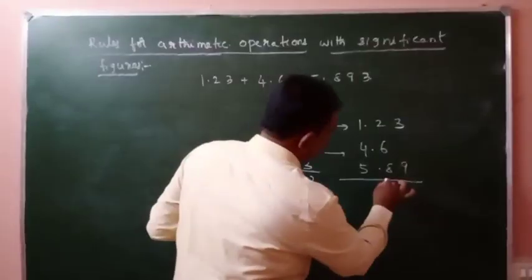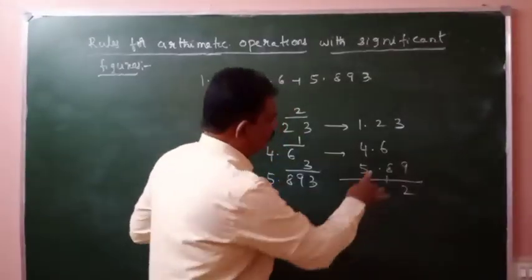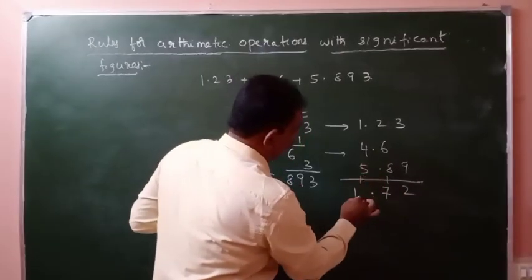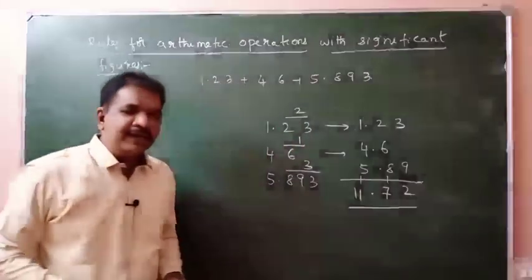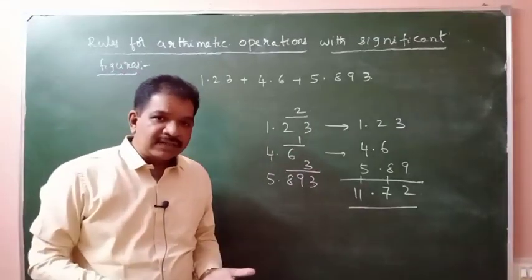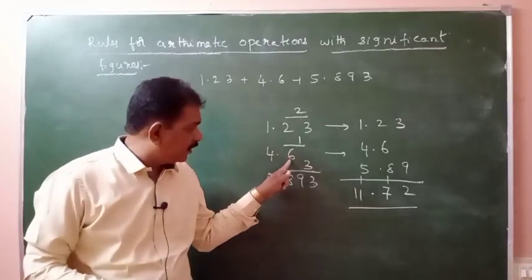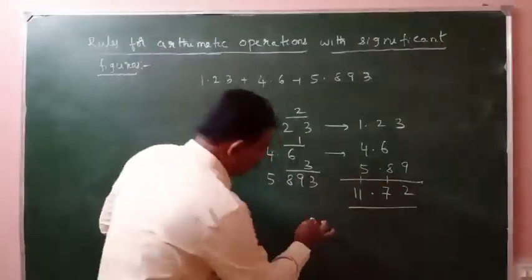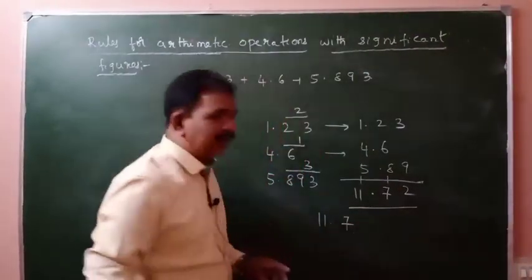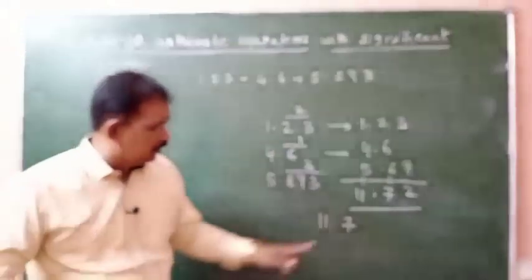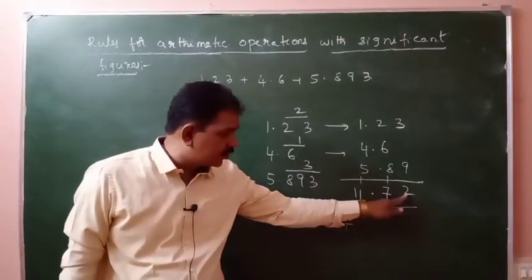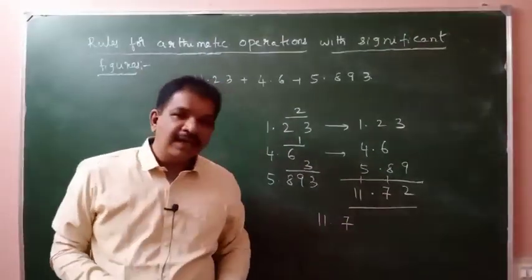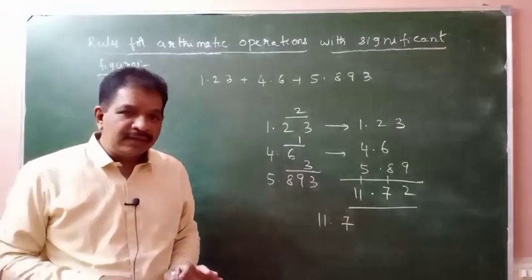So do the arithmetic operation. 9, 3, 12, 8, 8, 16, 1, 17, 5, 5, 10, 1, 11. 11.72. But what is the rule? Minimum significant figures is 1. Final answer will also have 1 significant figure after the decimal point. So you have to discard this 2. Preceding digit will not be changed. So it becomes 11.7.